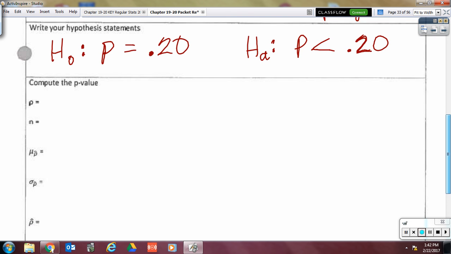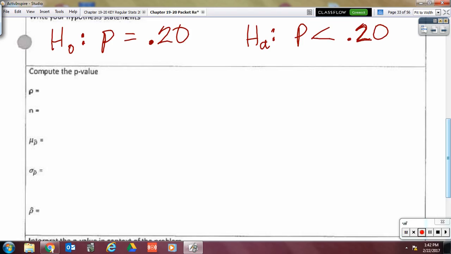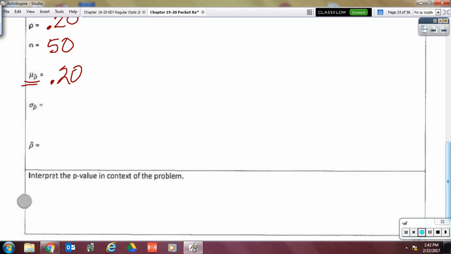Let's compute a p-value. So do you remember this stuff here? What is the true p? The population p, which is the 0.20. What is our sample size? 50. So where should all the samples center around? Good. All the samples should center around that same 0.2. How about this standard deviation thing? Do you remember that?